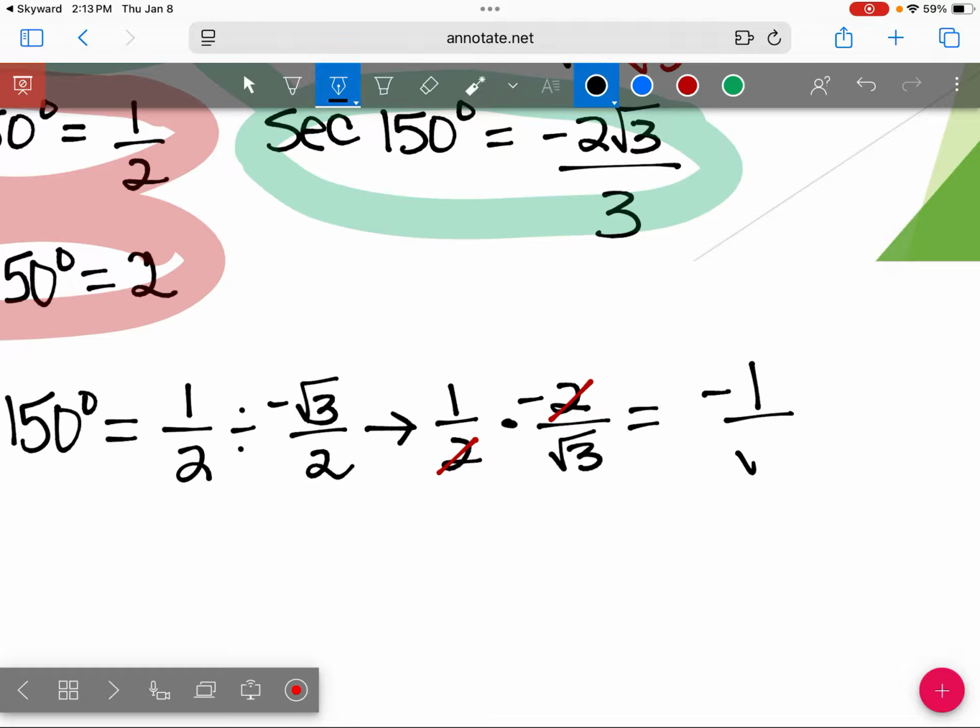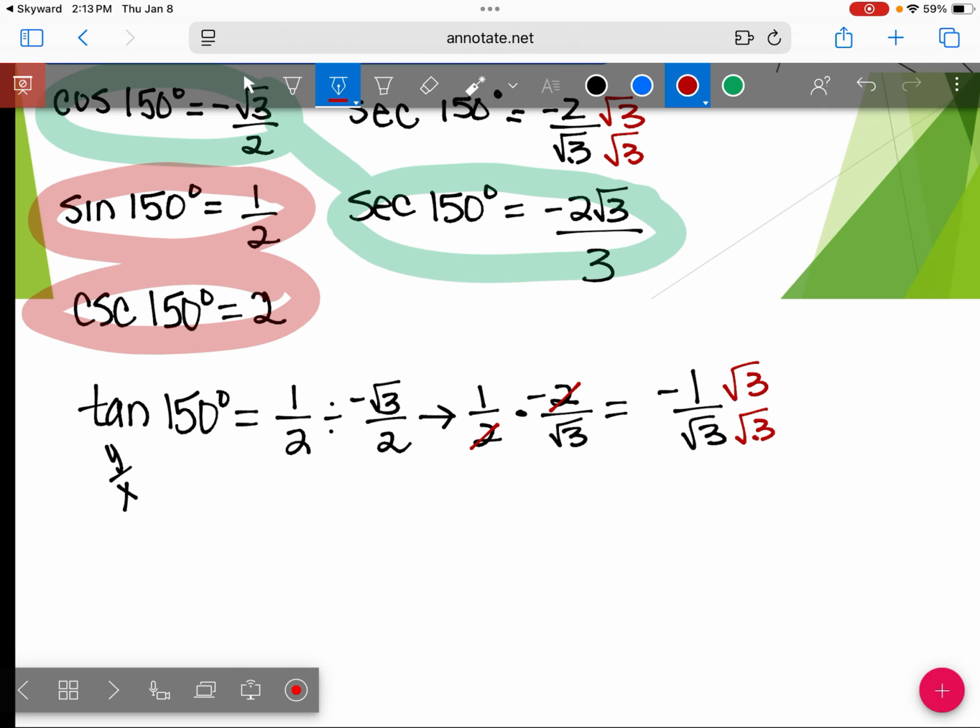And we got a problem. Same problem we had with secant. We got to get rid of that radical. So when you're done, you will get that the tangent of 150 degrees is negative root 3 over 3.